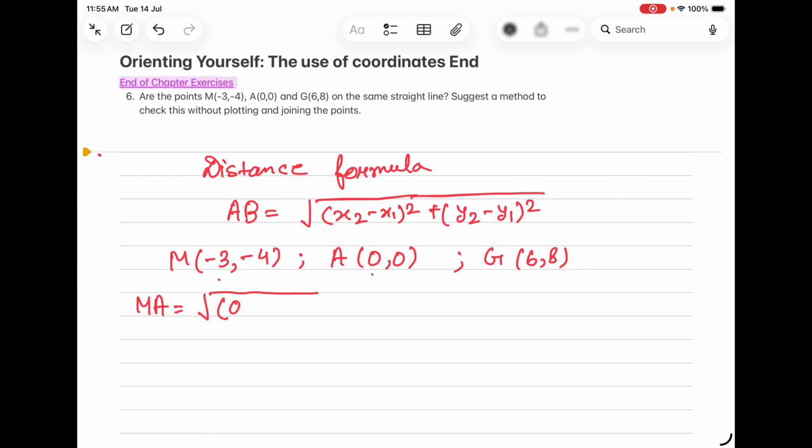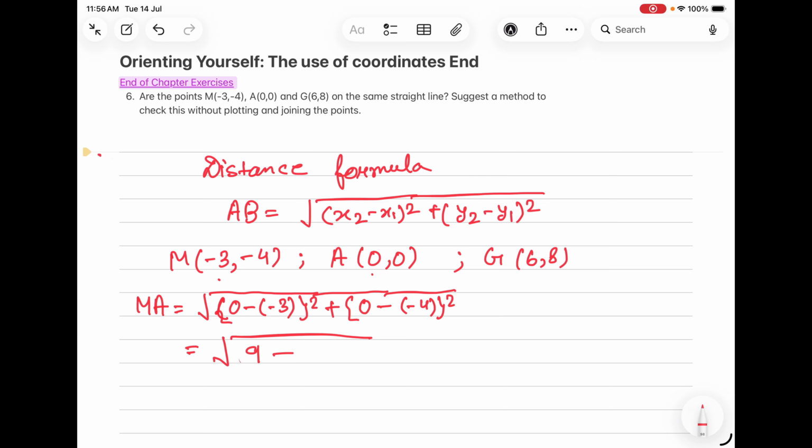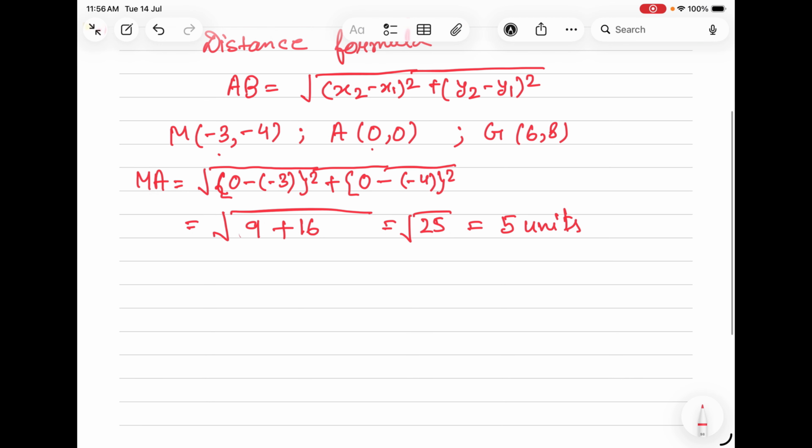So here x2 is 0 minus x1, that is minus 3, whole square, plus y2 is 0, 0 minus y1, y1 is minus 4, whole square. 0 minus minus 3 is 0 plus 3, 3, 3 square 9, plus 0 minus minus 4 is 0 plus 4, 4, 4 square 16, which means 25, and square root of 25 is 5 units. So the distance of MA is 5 units.